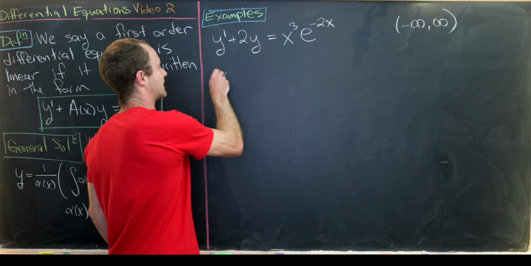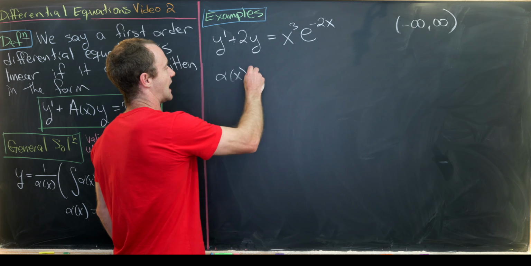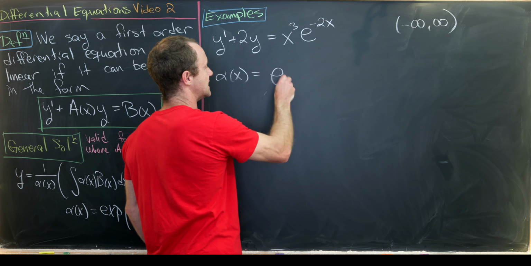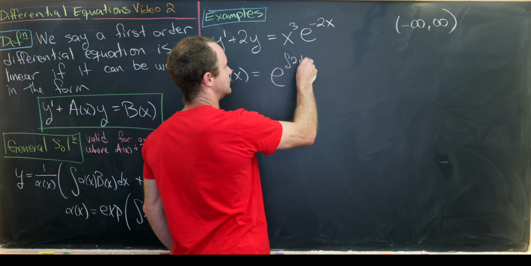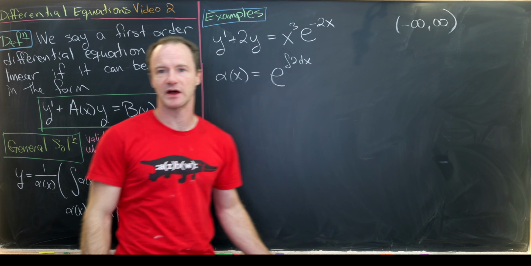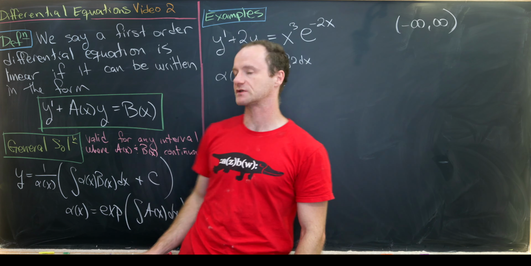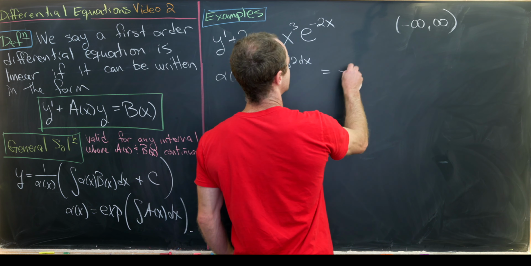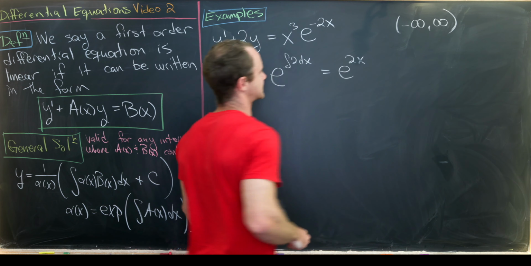Now let's get to it. So let's first calculate our integrating factor. So alpha of x will be equal to e to the antiderivative of 2 dx. Again, given the fact that the 2 is playing the role of a with our general solution strategy. So that's going to be e to the 2x.